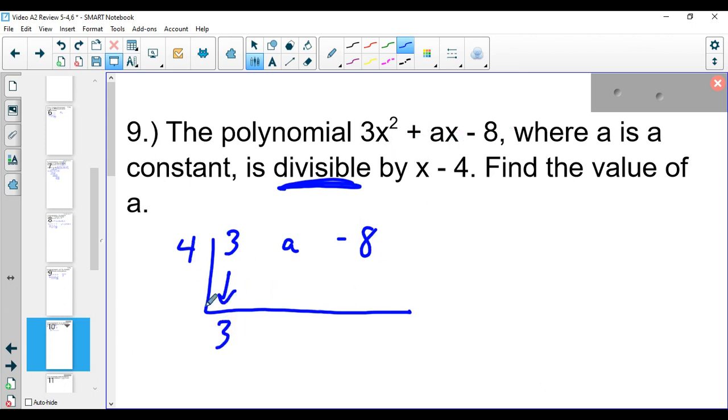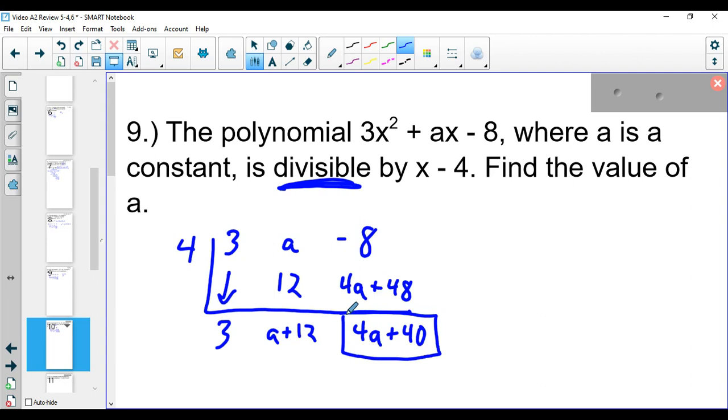Bring down the 3. Multiply 4 times 3 is 12. Add these together and get a plus 12. Multiply 4 times a plus 12. Well, 4 times a is 4a, and 4 times 12 is 48. Then we combine and we get 4a plus 48, and that's our remainder.